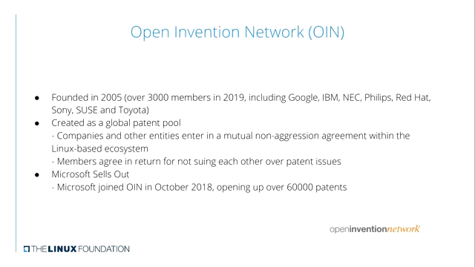The Open Invention Network, or the OIN, is very important. It was founded in 2005 and now has over 3,000 members, including very influential companies with a lot of patents, including Google, IBM, NEC, Philips, Red Hat, Sony, SUSE, Toyota, and since 2018, Microsoft, which came in and brought with it 60,000 patents. This is a global patent pool, and any company that joins the OIN enters into a non-aggression agreement with the other members and agrees not to sue each other over patent issues as long as people respect the issues of their membership.